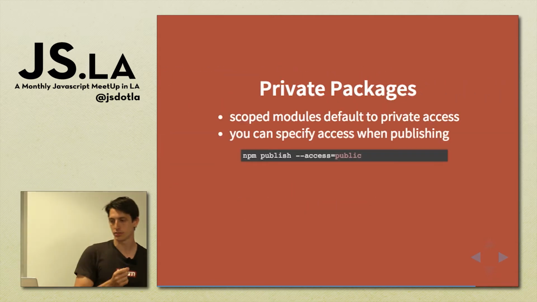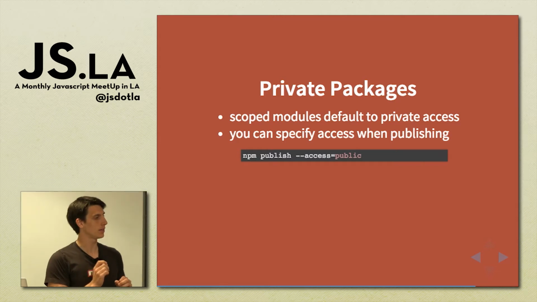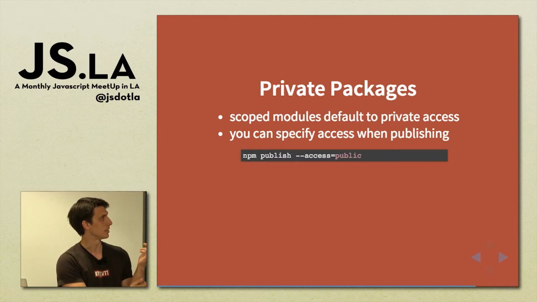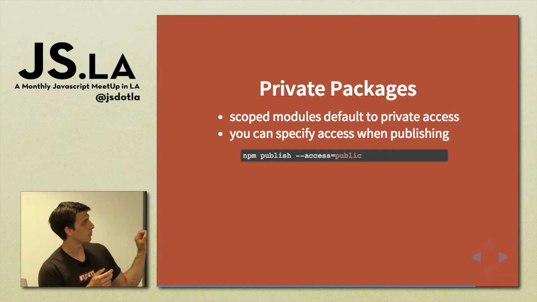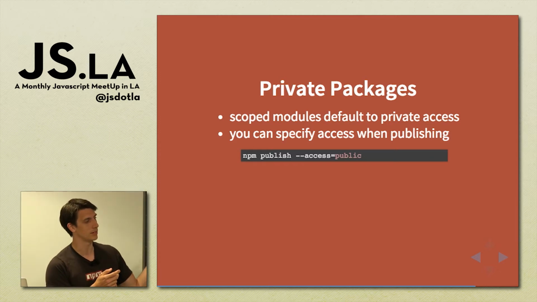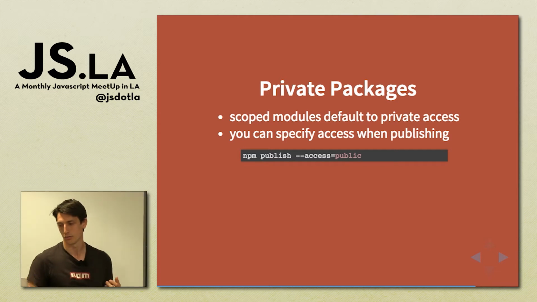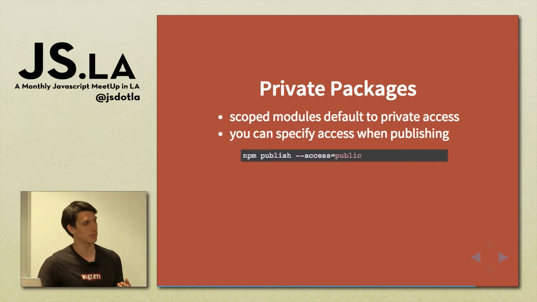So the neat thing about these scoped modules, one is by default, they are private. So if you try to publish @bco/foo right now, it's going to default to private access, and you're going to need a paid account to do it. That's what we're charging money for: you need to pay us to get private modules. Having said that, you can start playing with scoped modules by setting the access to public. So you can go ahead and publish, in my case, @bco/foo with access public, and it will work.